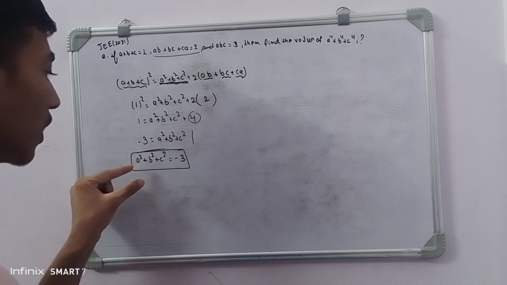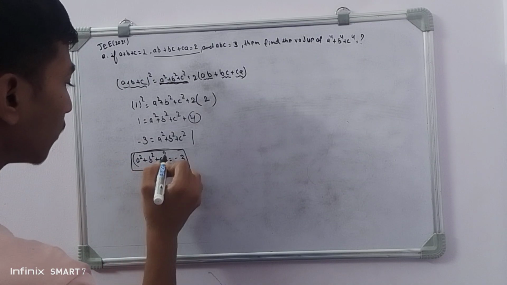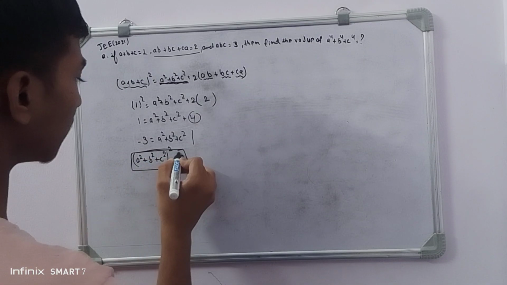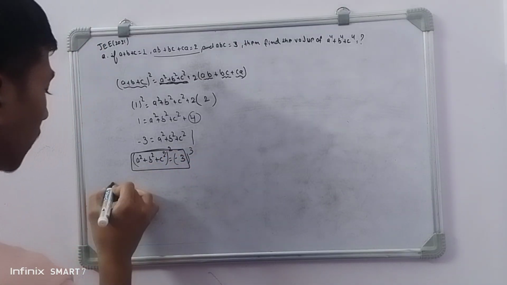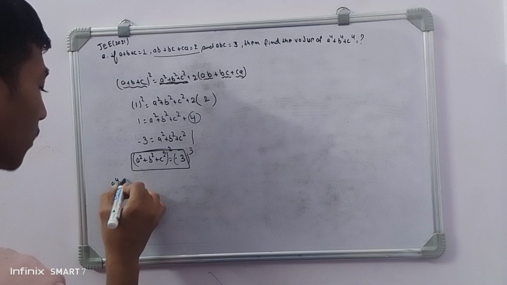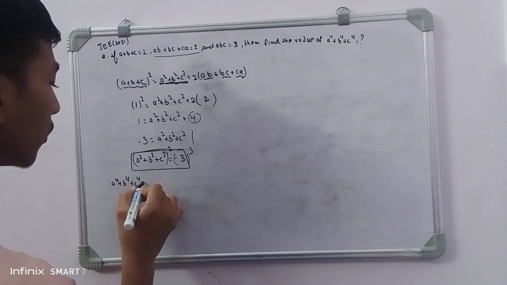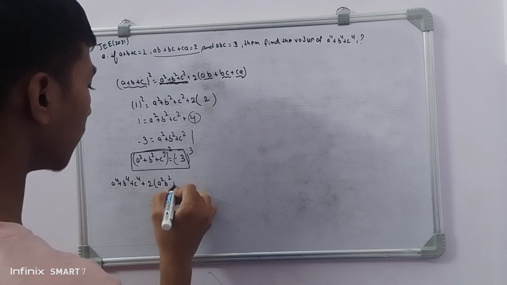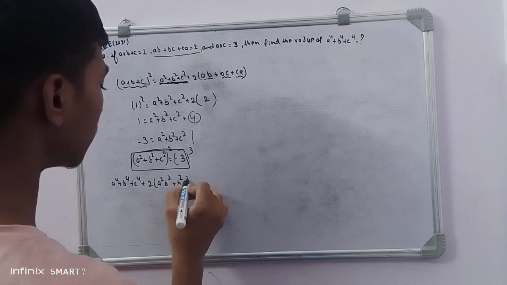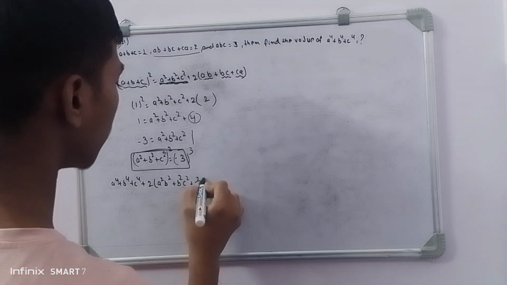So square this one. When we square both sides of this identity, we will get a to the power 4 plus b to the power 4 plus c to the power 4 plus 2 into a square b square, and then we will get b square c square and c square a square.